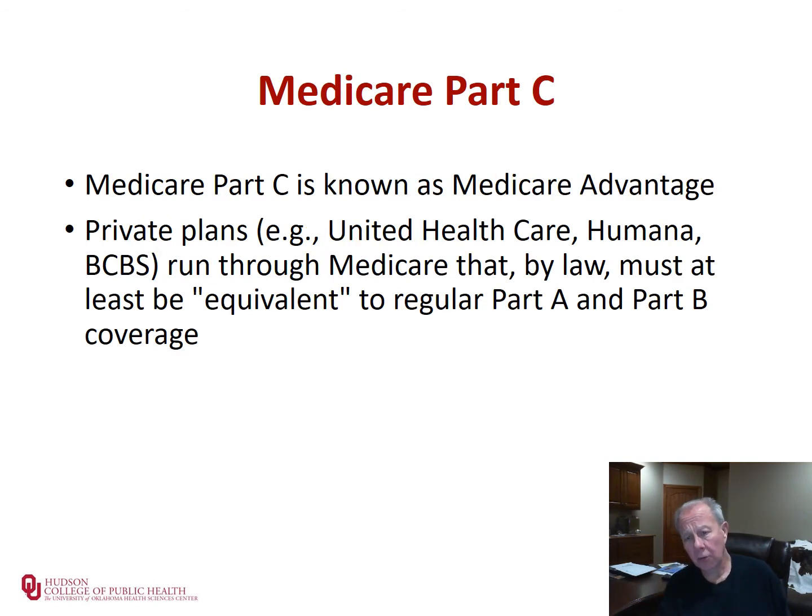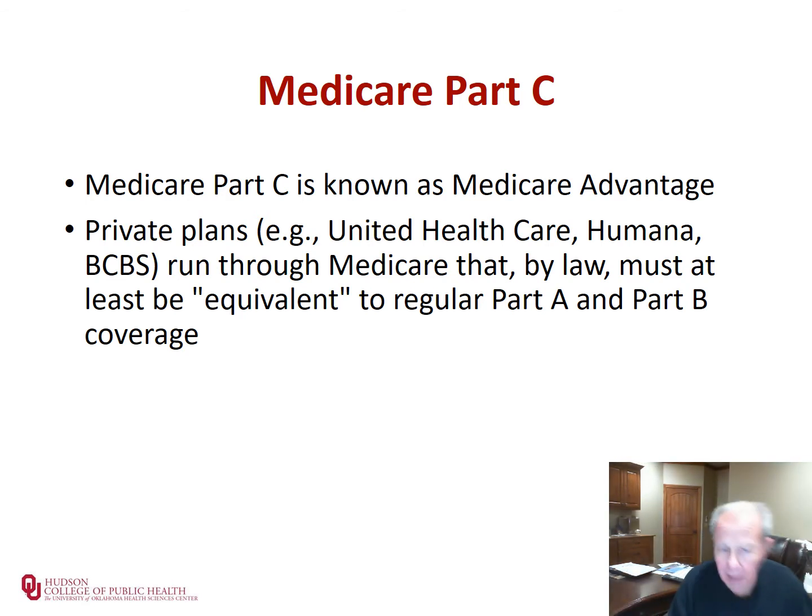Medicare Part C is also known as Medicare Advantage. There are many private plans such as United Healthcare, Humana, Blue Cross Blue Shield that run through Medicare and by law must provide services that are equivalent to regular Part A and Part B Medicare coverage. So if you sign up for a Medicare Advantage plan, you'll often pay a premium. However, you get all of the services of Medicare Part A and Part B, and many of these Medicare Advantage plans also cover some of the expenses of Medicare Part D, the prescription drug programs.